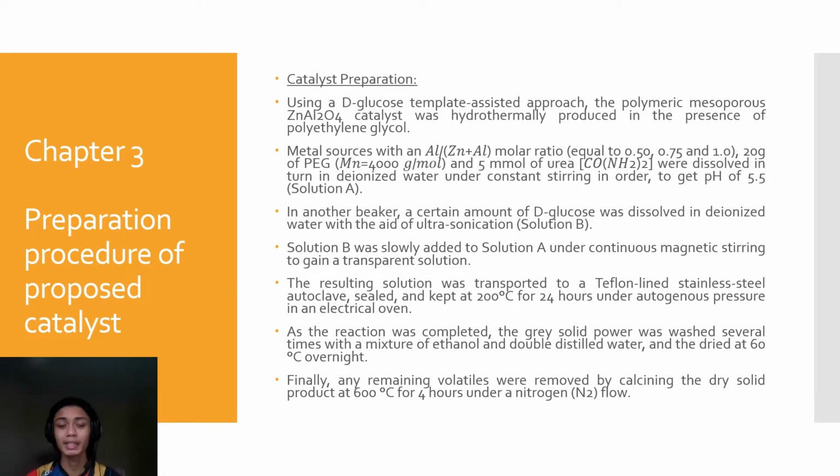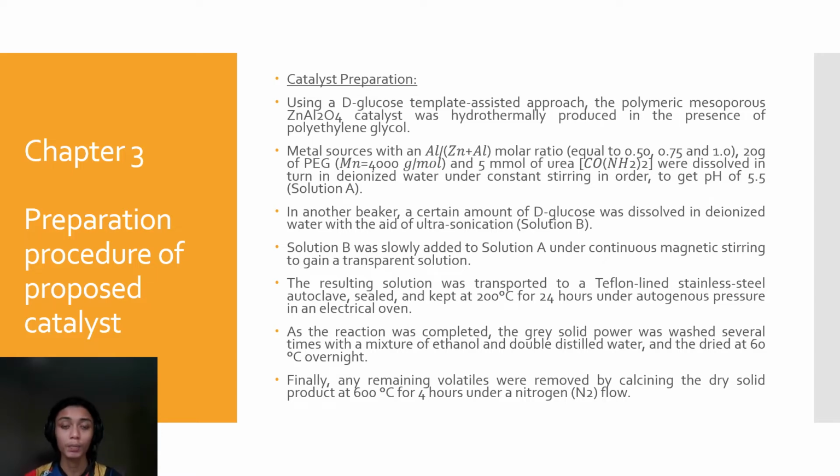Then solution B is slowly added to solution A, which is stirred using a magnetic stirrer until both become a clear solution C. Then solution C is transferred to a Teflon-lined stainless steel autoclave, sealed and kept at 200 degrees Celsius for 24 hours, or 1 day, under autogenous pressure in an electric oven.